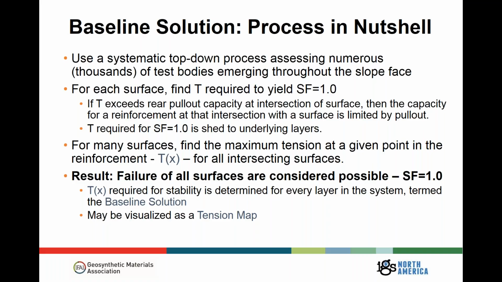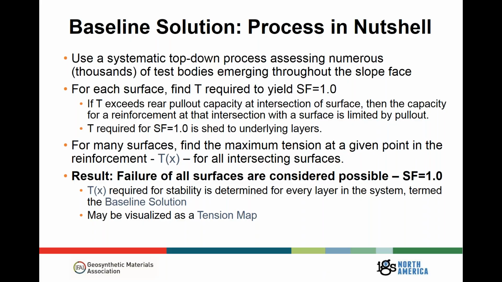So let's go through real quick what the baseline solution is, the process of applying this in a nutshell. The process is not so different from the safety map at the start. Basically, it's a systematic top-down process where we assume numerous, thousands of test bodies or failure surfaces emerging throughout the slope face. They can emerge just above the first layer of reinforcement at the head of the wall. They can emerge at the toe. They can start right in the retained soil. All of these surfaces are exiting throughout the facing of our slope or wall. We don't care about a designation of a 20-degree batter.